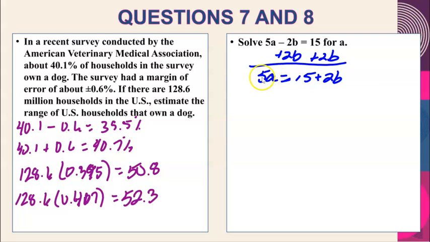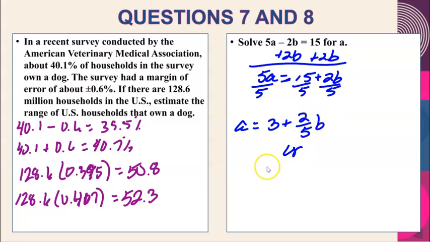And to get a by itself, the opposite of multiplying by 5 is dividing everything by 5. So I'm going to divide each part by 5 because I can simplify that. And a is going to equal 3 plus 2/5 b, or you could write it as 3 plus 2b over 5. And that's what our a would equal.